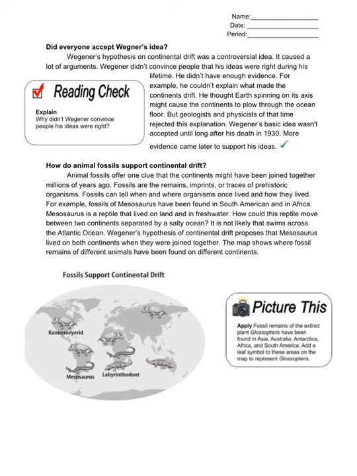Wegener didn't convince people that his ideas were right during his lifetime. He didn't have enough evidence. For example, he couldn't explain what made the continents drift. He thought Earth spinning on its axis might cause the continents to plow through the ocean floor. But geologists and physicists of that time rejected this hypothesis. Wegener's basic idea wasn't accepted until long after his death in 1930. More evidence came later to support his ideas.